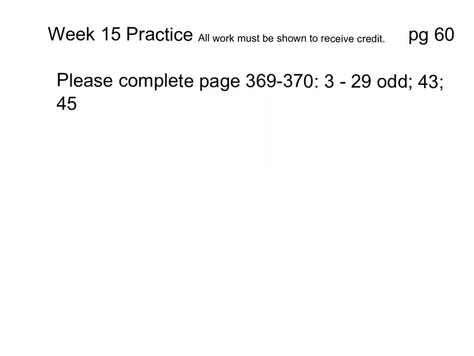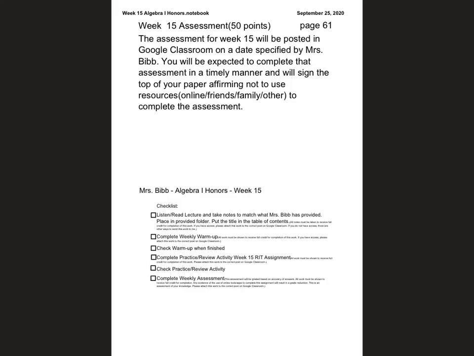So please complete your weekly practice. These are in your textbook. If you did not get a hard copy of the textbook, remember your textbook is in the section under information, your digital copy. You'll have an assessment and you may check your answers.